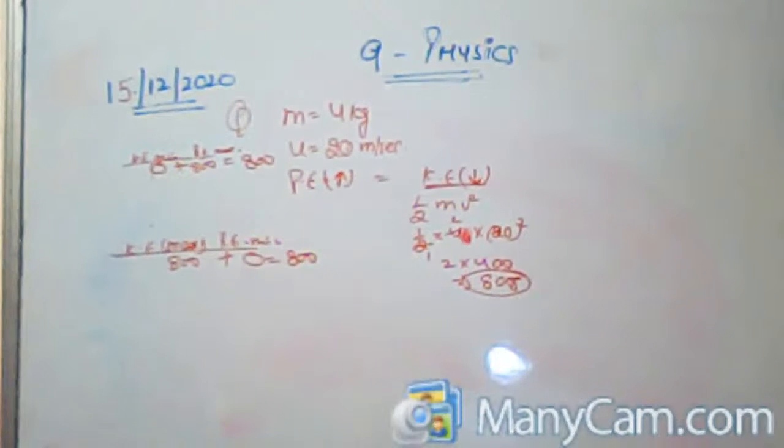I'm repeating the question again to remove your confusion. A ball is dropped from a cliff. Find out, A part, its speed 2 seconds after it is dropped. B part, its speed when it has fallen through 78.4 meter. C part, the time taken in falling through 78.4 meter.